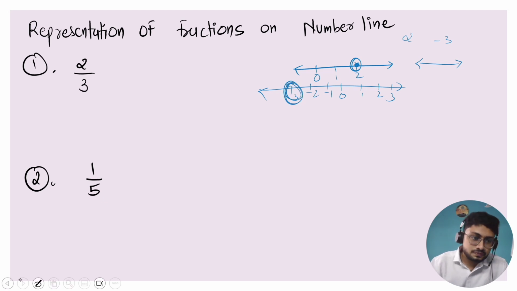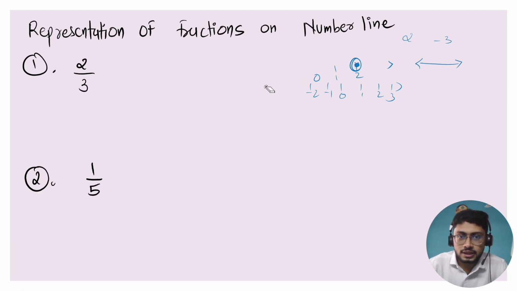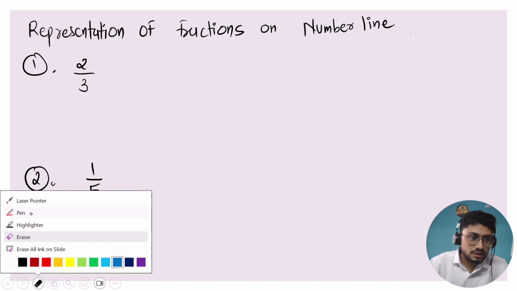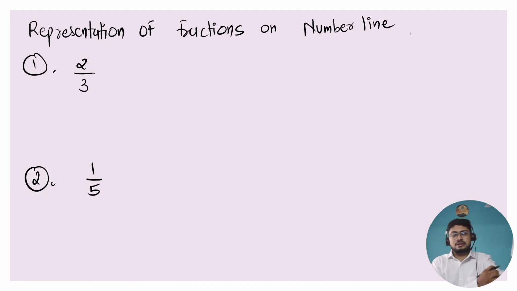Am I clear? Now we are going to represent 2 upon 3 this time. How are we going to represent 2 upon 3 on the number line? Understand, it's a basic thing. I don't know why teachers are not giving you this type of short story nowadays.